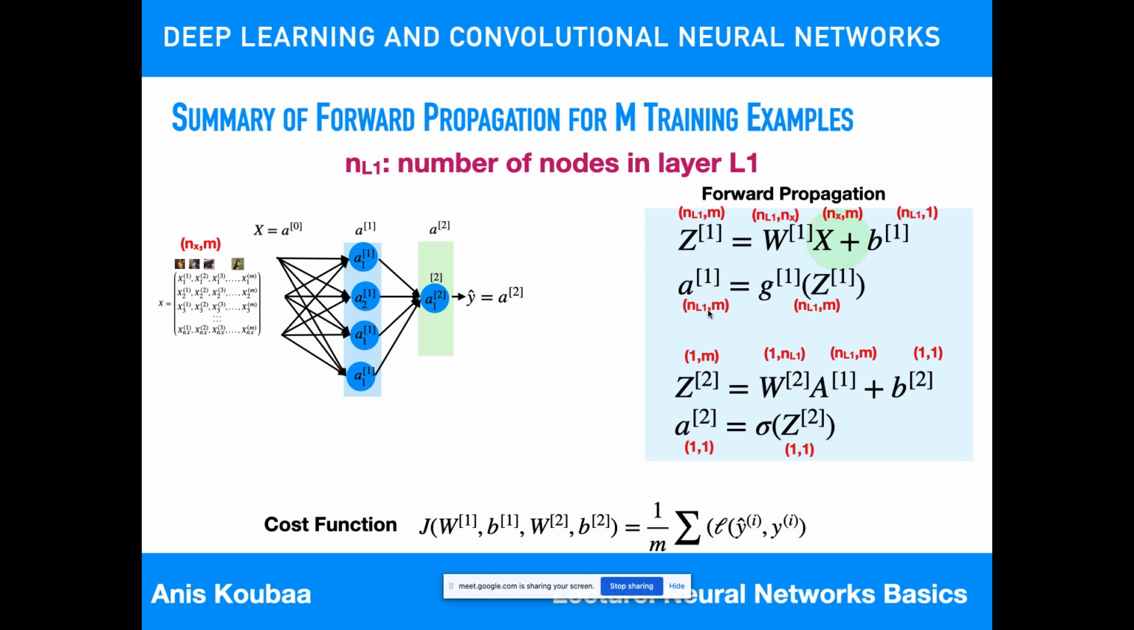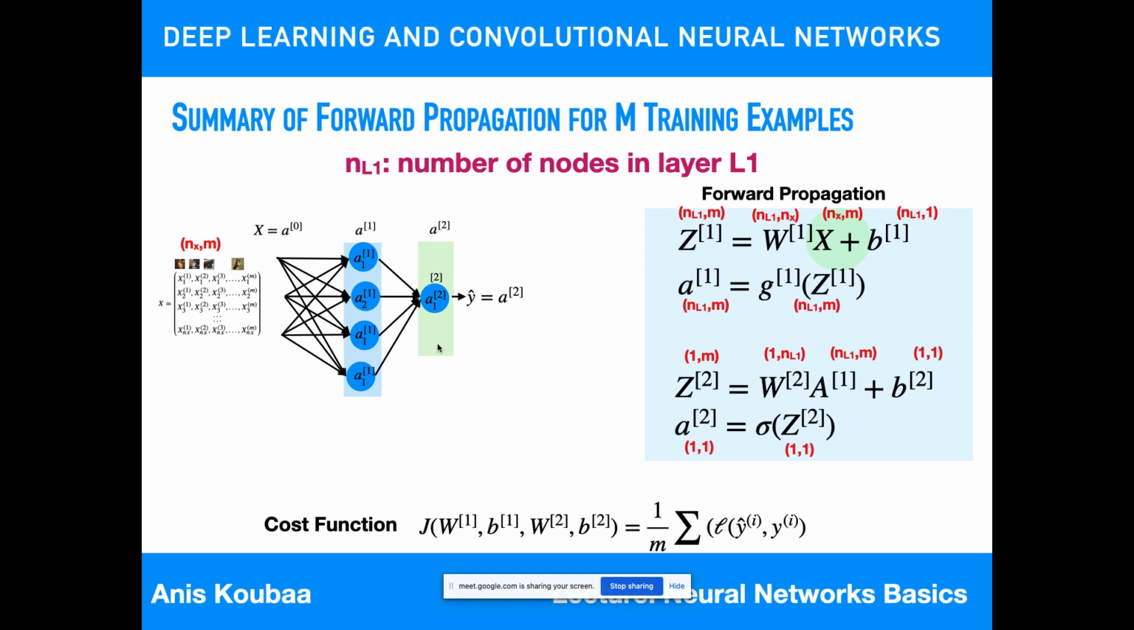Okay, and then we calculate A1 by applying G1 of Z1. G here is a nonlinear function. It can be sigmoid, it can be tanh, it can be ReLU. So here, to make the notation general, it is G1. G1 is the activation function that is used in the first layer. It can be sigmoid or ReLU or tanh or any other one. And of course, the shape of A1 will be the same shape as Z1, L1 by M.